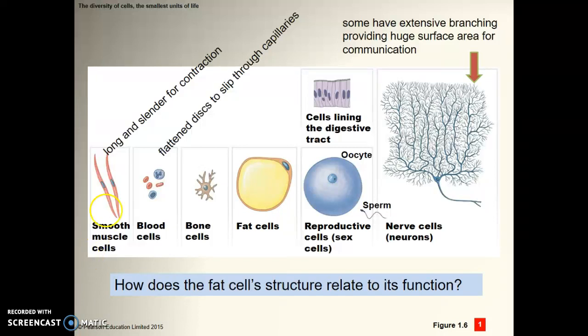What do you think the fat cell's structure has to do with its function? How does its structure relate to its function? Well, clearly a fat cell stores fat. You can see in that cell, all that yellow in the center is stored fat. So the cell is going to be large and round for storage.